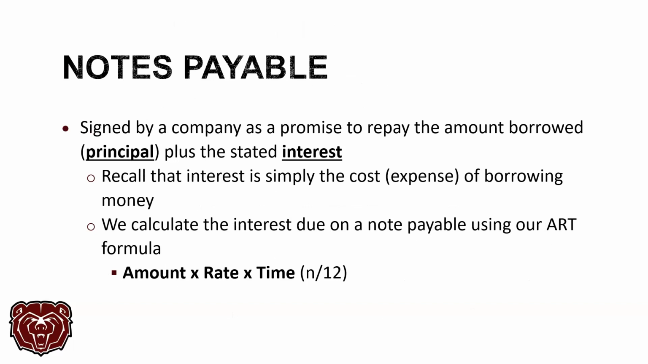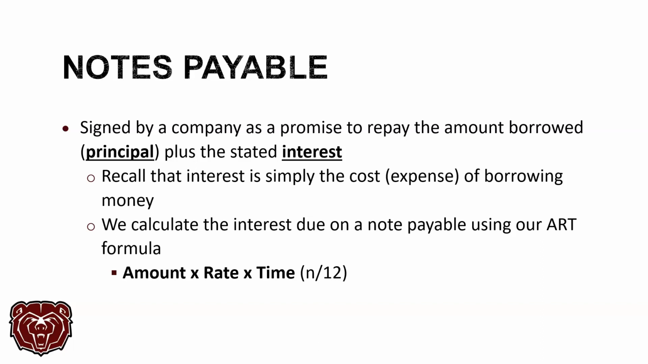So notes payable, this is the first one we're going to talk about. These are a very formal contract that you sign. You sign a covenant with them saying we will repay you the principal, the money that we borrowed, plus any interest rate that you decide is fair. And that will just be the cost of borrowing that money. So you're going to pay the principal plus interest. Interest, again, is just the cost of borrowing money. That is an expense for us.